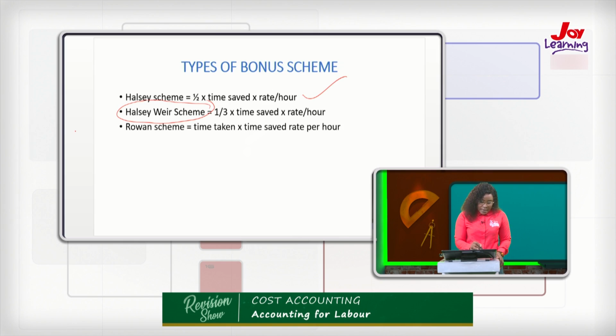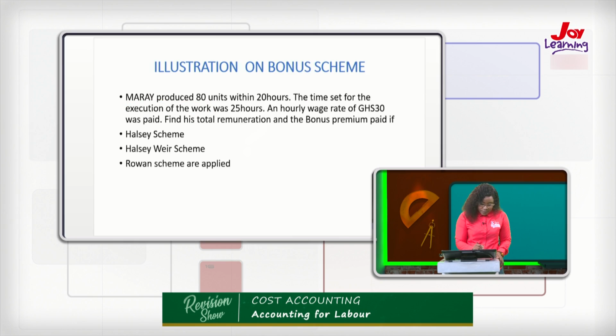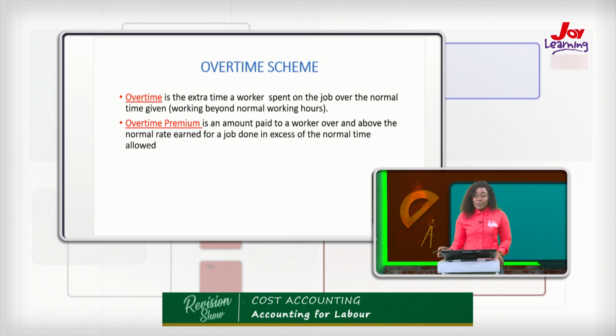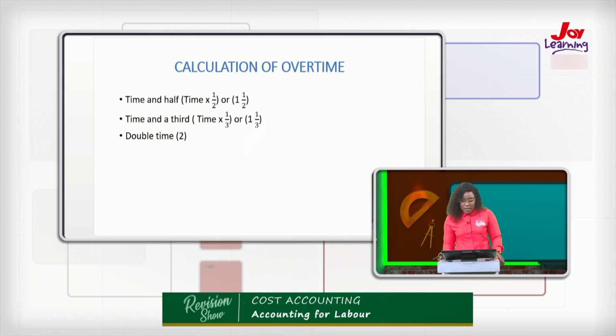But before that, let's talk about overtime. Overtime, as I mentioned earlier, is the extra time a worker spent on the job. And the premium is an amount paid to a worker over and above the normal rate earned for a job done in excess of the normal time allowed. We have various methods of calculating the overtime as well.